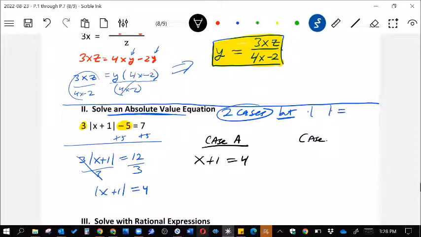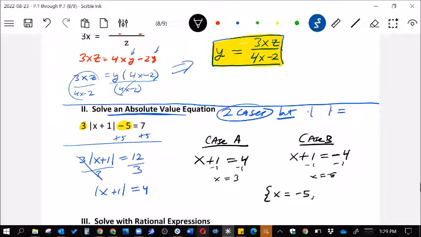And then we can do case B. There are two ways to do it. You can either make the x plus 1 overall subtracting, so it'd be minus x minus 1, or you can make the right side a negative. That to me is easier, so I'm going to do the x plus 1 equals negative 4. Now you solve these for both ones, and you subtract 1 here, and we get x is equal to 3. We subtract 1 here, and we get x is equal to negative 5. So our solution set, x is equal to negative 5 and 3.